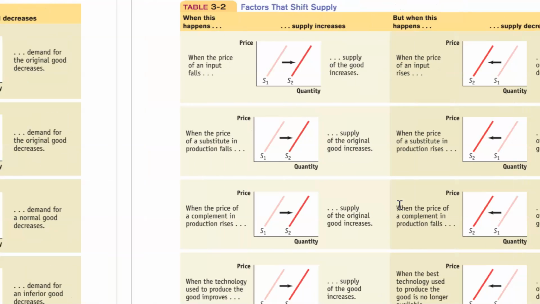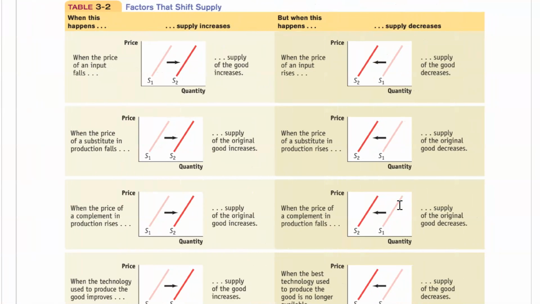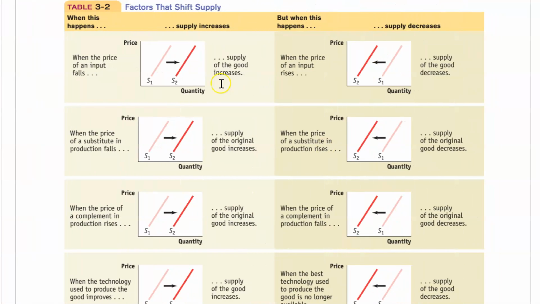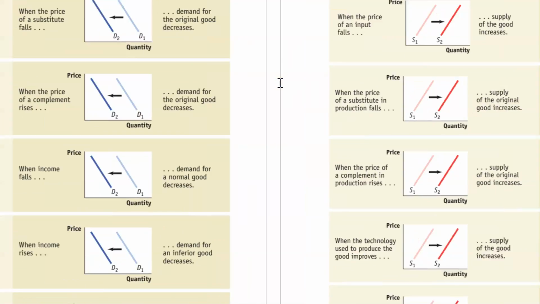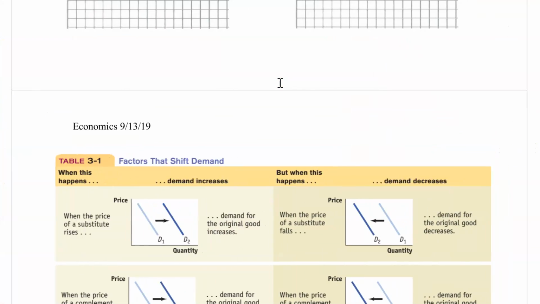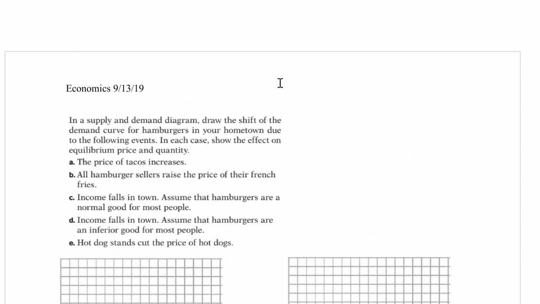The second table shows you shifts in supply, and that supply curve can move left or right depending on changes that affect the producer side. So before you do this, there are some key terms that we need to review. All right, so let's go over those key terms.